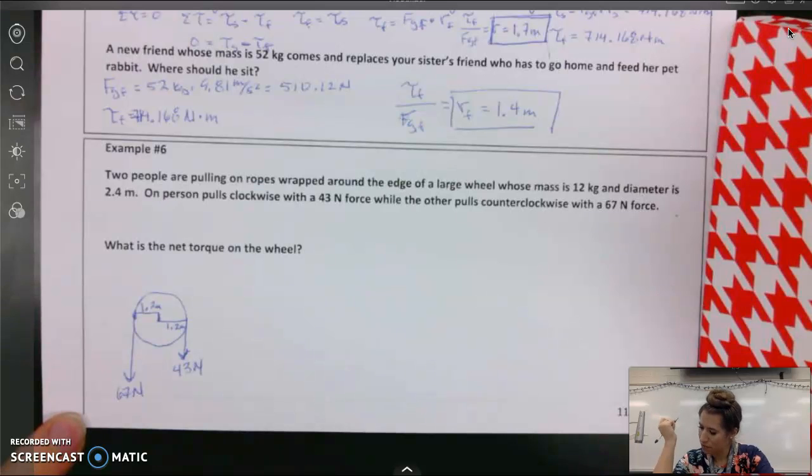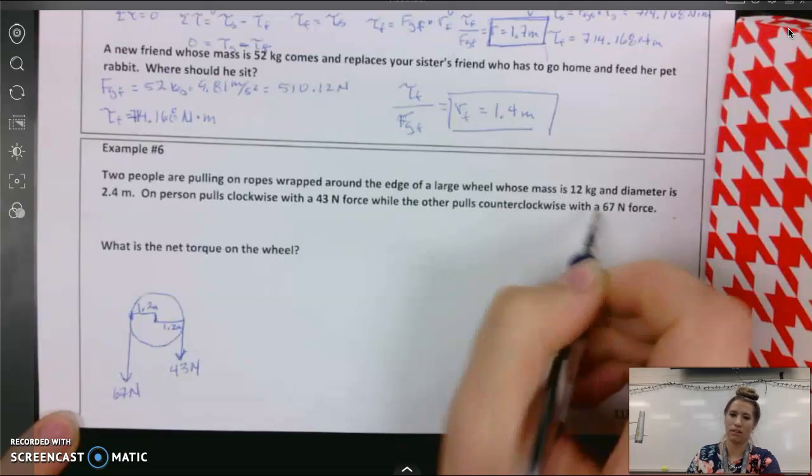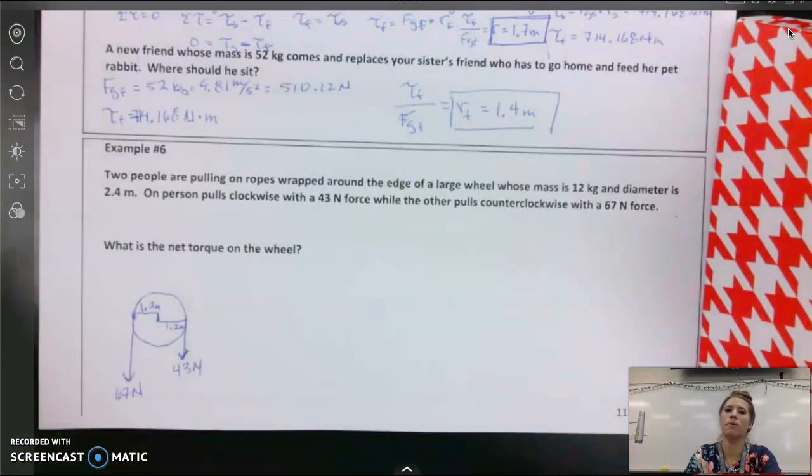Something to keep in mind, this large wheel whose mass is 12 kilograms. Now, when we consider the mass of the object, we have to know where the center of mass is. We have to make assumptions about where the center of mass is. Because if the center of mass is at the point of rotation, then the force due to gravity times r, where r is 0 meters away from the point of rotation, gives us a torque of 0, so it doesn't contribute to the torque at all.